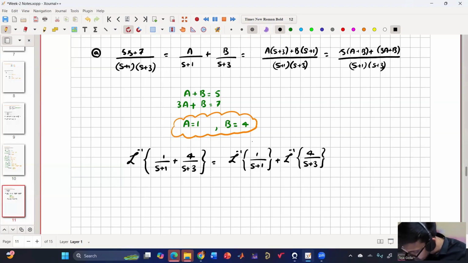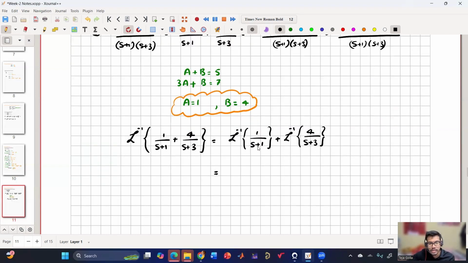So now, do you remember the Laplace inverse of 1 by s plus 1? Anyone? E to the power minus t. Yes, very good. And what about the second term? E to the power minus 3t. Yes, very good. 4 into e to the power minus 3t, right? 4 I can bring outside, and the Laplace inverse of 1 by s plus 3 is e to the power minus 3t.